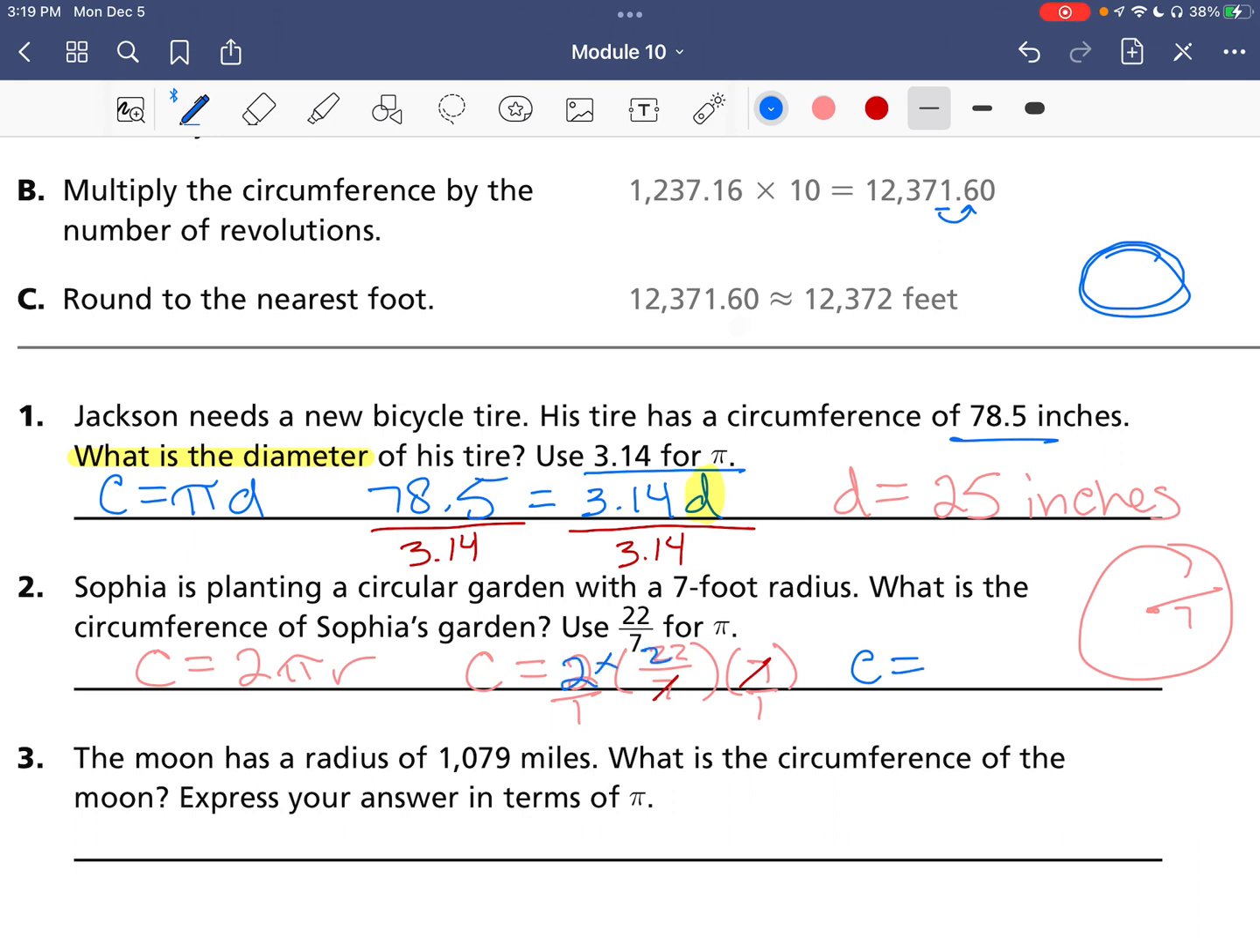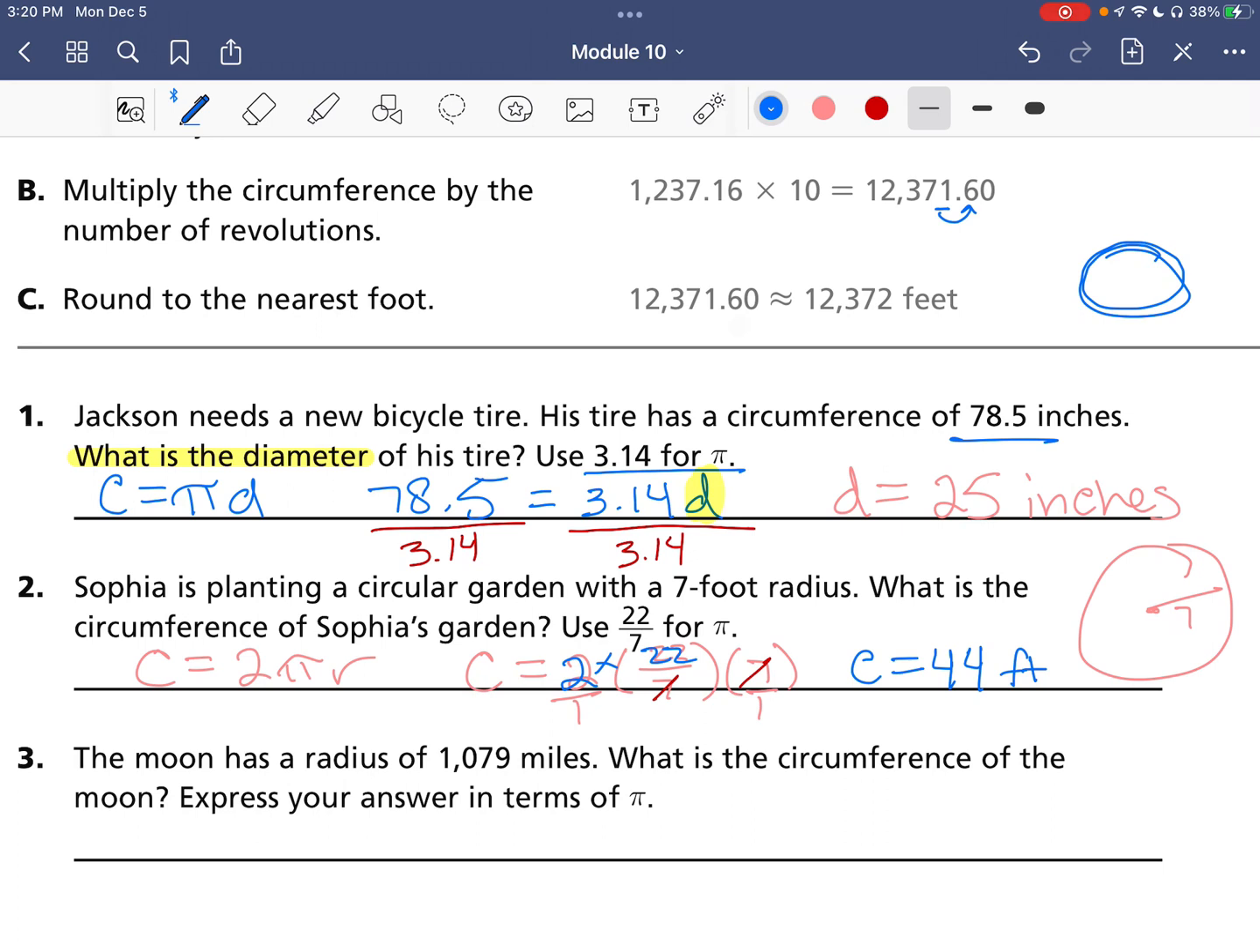So now I have circumference equals 2 times 22, which will get me 44 feet. Those are my units. 44 feet. So you could have used 3.14, but it wouldn't have given you such an exact answer. This is exactly the answer, 44 feet, because we're not estimating with 3.14. We're using the fraction 22/7.